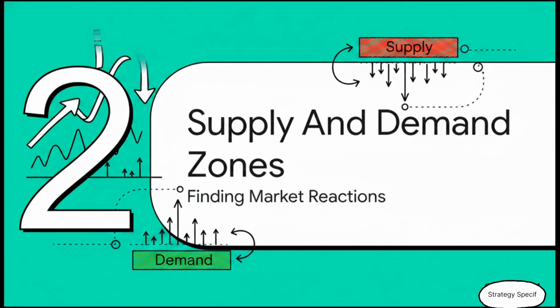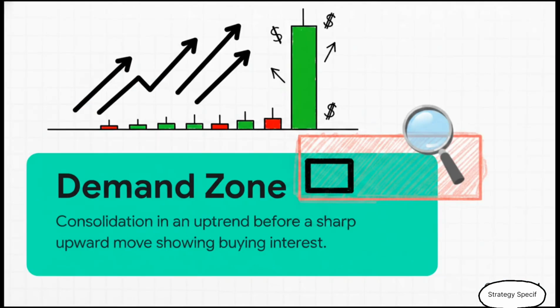Moving right along to Section 2, supply and demand zones. Now that we know how to properly validate the market trend, let's find the precise areas where the market will react. Let's look at the demand zone. Demand zones take place strictly in uptrends. When you see an uptrend, you are looking for an area of consolidation, a point where the price moves sideways for a moment, right before a massive, sharp impulse move upwards.